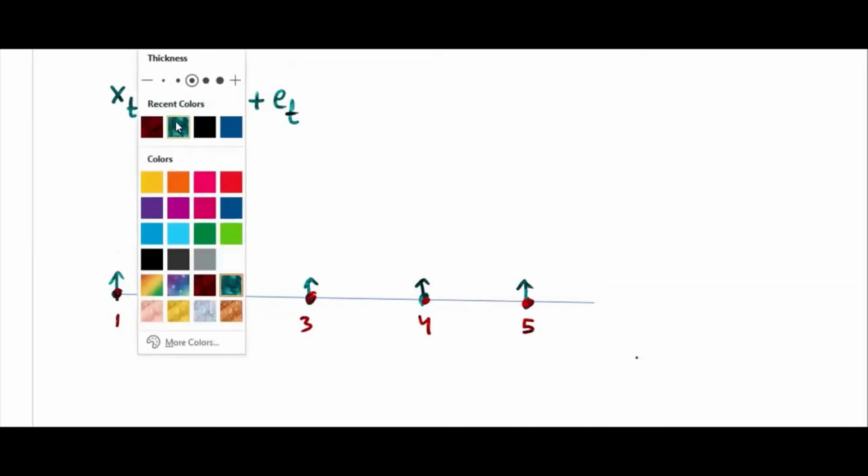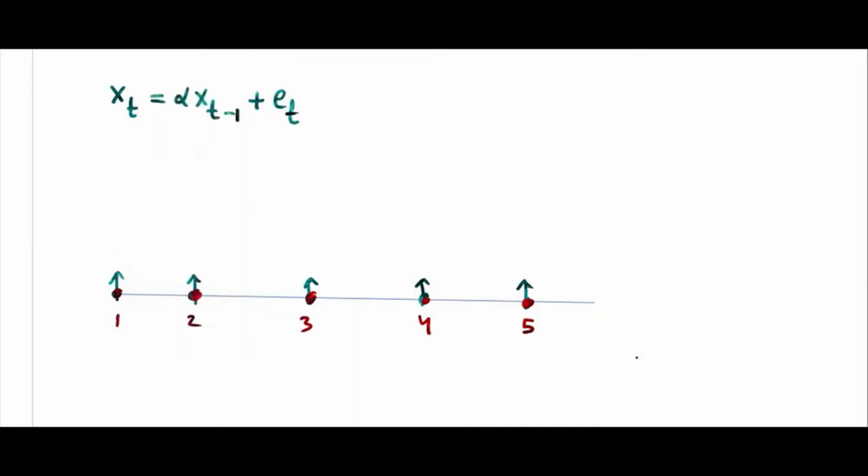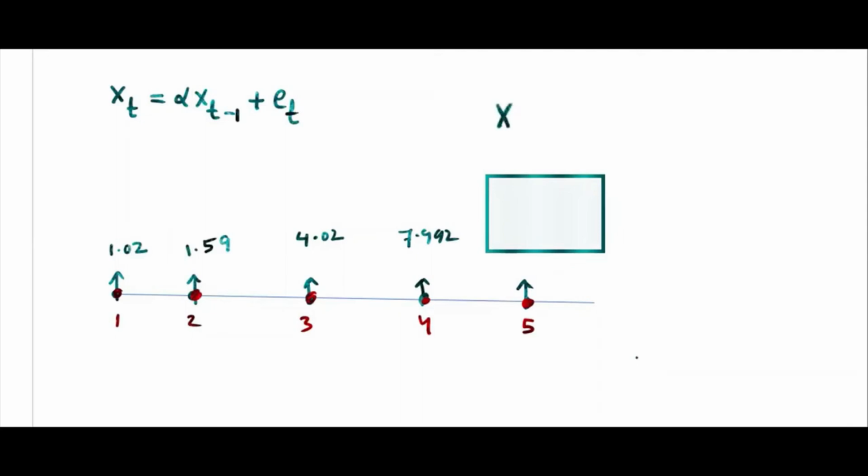So how do you get data? Suppose you attended the first class, I took 1 hour 2 minutes. Second class, 1 hour 59 minutes, around 2 hours, with et I am writing. Then the third class is 4 hours, 4.02. Then 8 hours, it's maybe 8.2, I can write 7.992. This is the data you have, and you want to forecast. So now you know that your xt here, t is 5. We'll find x5, but we'll predict for xt.